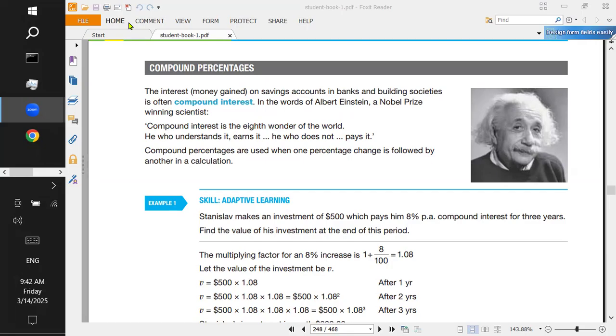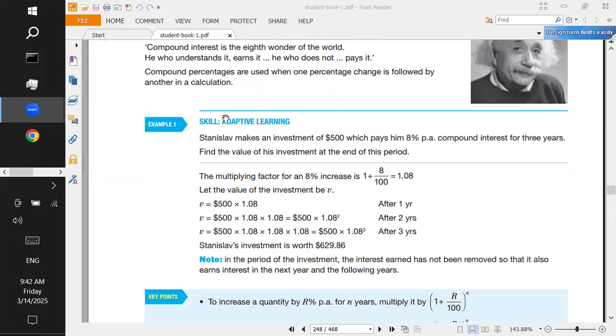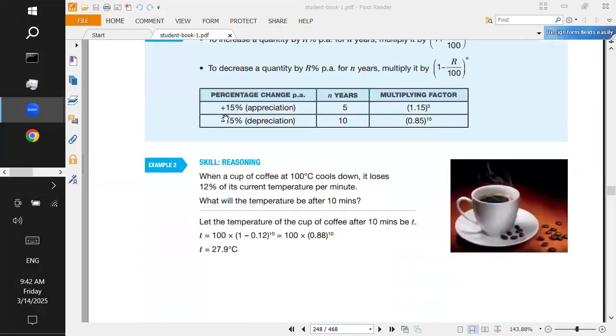In this video, we're going to talk about compound percentages. Now, compound interest is a way of earning money in banks, and it's used all the time for investments. Now, let's take a look at the questions that have compound interest.